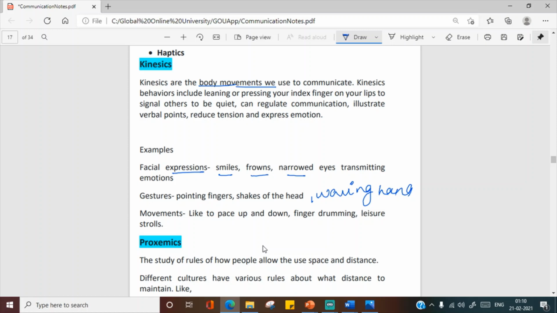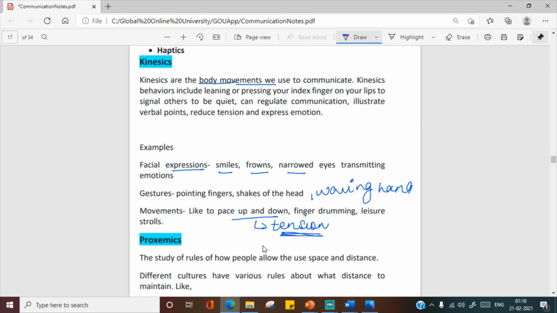Wherever body movements come, movements like pacing up and down, finger jumping, leisurely strolls. So if you are pacing up and down, this means that you are in tension, you are tense. So this is also a type of communication. What you are telling the other person is that you are in tension or you are worried about something.